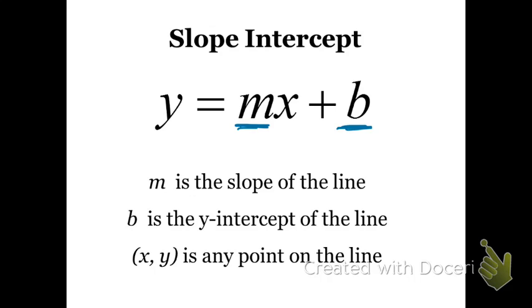When it's all said and done, x and y are going to stay x and y, but to help you find the y-intercept, you can use x and y to your advantage by plugging in a point that they give you. So, let's do an example together.